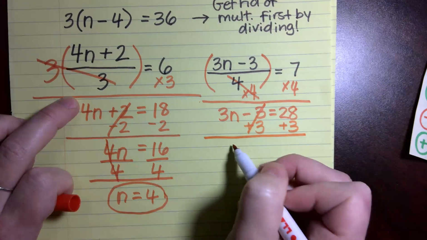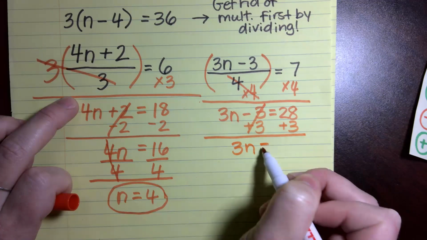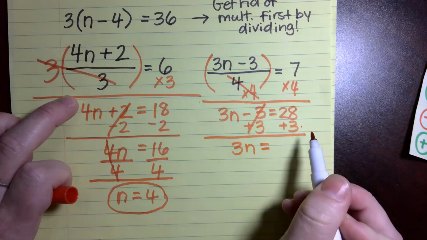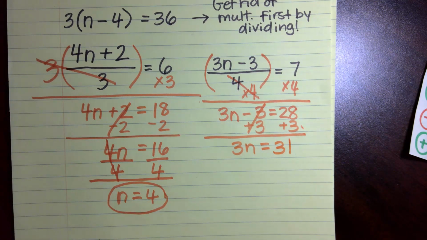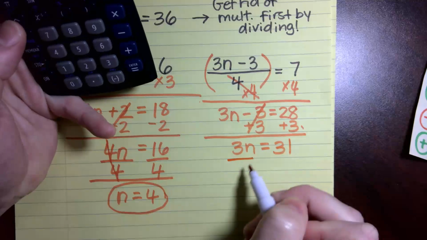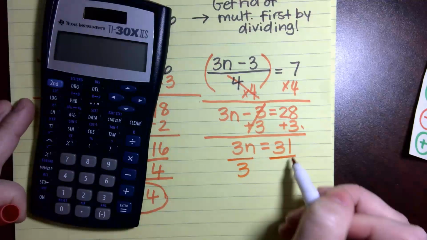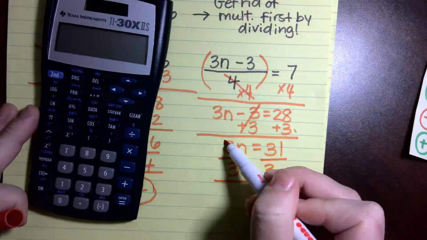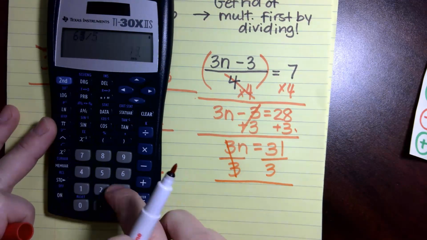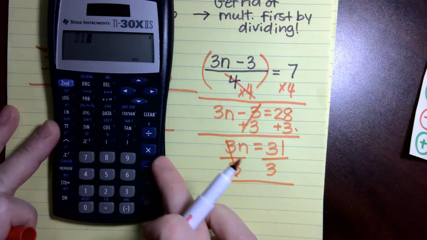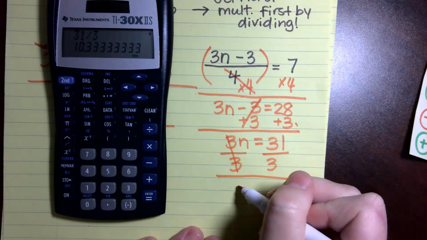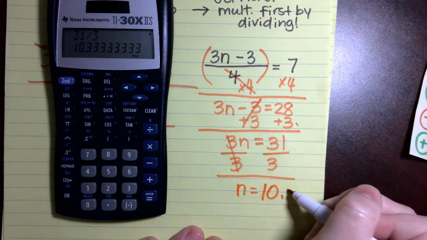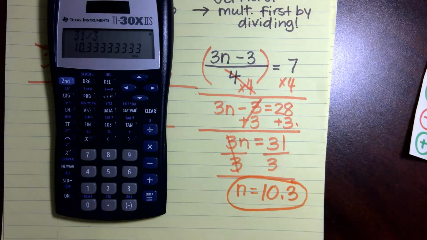And then I'm left with 3n on this side equals 28, 29, 30, 31. All right, now what do we do? Now we divide 3 on each side. And this one is definitely going to be a decimal. One of them do, yeah. So let's see. 10.3. Yeah, 10 point, we'll just say 10.3. So n equals 10.3. Good job, guys. Okay, not so bad, not so bad.